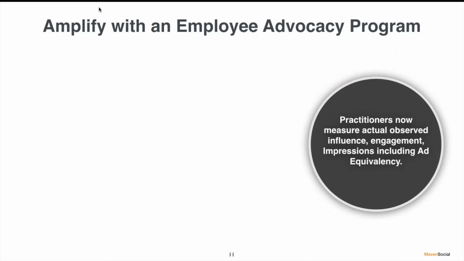As I said before, we can go with external influencers, but you can amplify with an employee advocacy program. You've got 2,000 employees, you might have 10 employees, but they understand the charity, they understand the motives, they understand what we're trying to achieve in terms of KPIs. So what we believe is we can measure that. And practitioners now can measure actual observed influence, impressions, including ad equivalency from your employee group. And the influencer can measure results in real time. That employee can see what they've done and what they've accomplished.